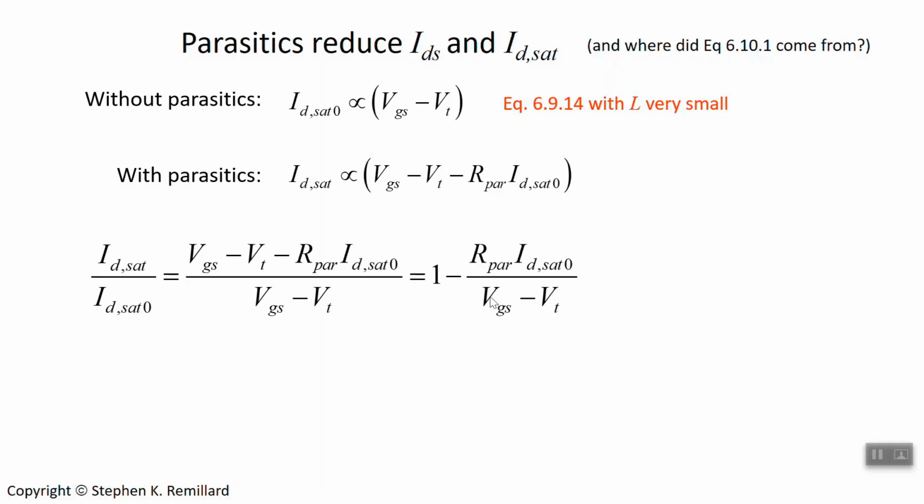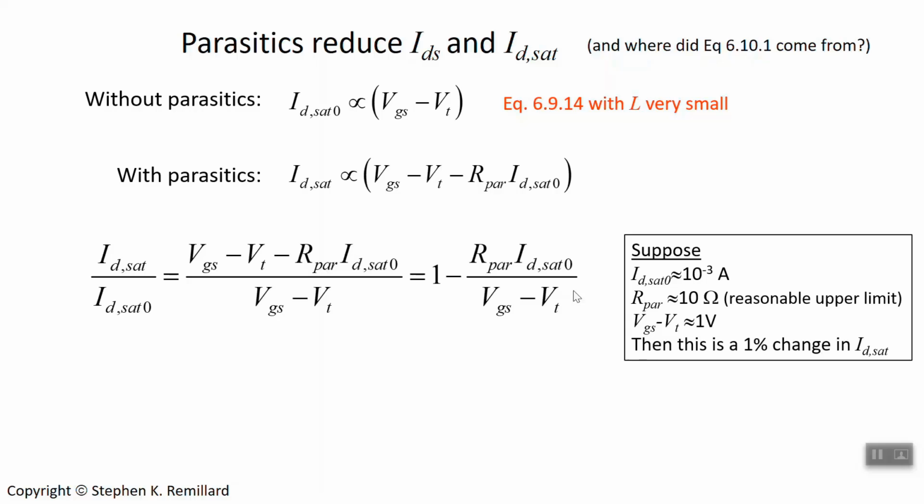Make sure you follow that algebra, canceling out the VGS minus VT. That's a useful thing to know. So you can put a circle around this and save it and use it. How much the saturation current is reduced from the ideal value when you have parasitic resistance. There's a different expression in our textbook. Let's take a look at that.